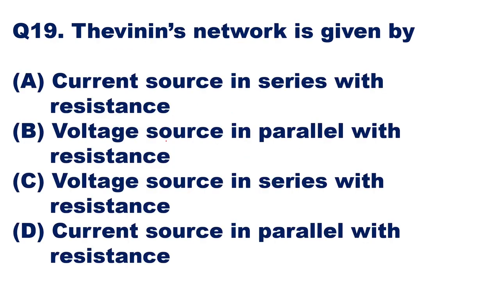Then we'll go to the next question, question number 19. A Thevenin network is given by. Options are a current source in series with resistance, voltage source in parallel with resistance, voltage source in series with resistance, current source in parallel with resistance. Out of these options, option C is the right answer, that is voltage source in series with resistance. This is what the Thevenin's network will give.